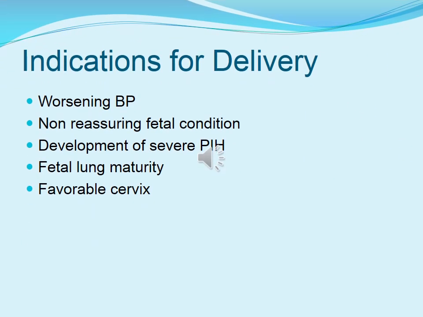The indications for termination of pregnancy and delivery: when there is worsening of the blood pressure in spite of treatment, non-reassuring fetal condition and signs of fetal distress start to appear, development of severe pregnancy-induced hypertension, when the lungs get mature and no need to keep the fetus in utero anymore, and when there is a favorable cervix, and we can induce such a patient.